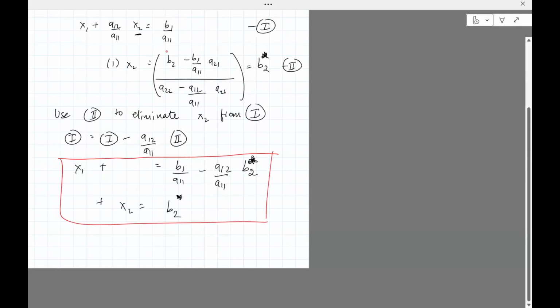So if you do it this way, then you'll see that your first equation is now the solution to x1, and the second equation is a solution to x2. You don't have to do any back substitution, and that's how Gauss-Jordan elimination works.